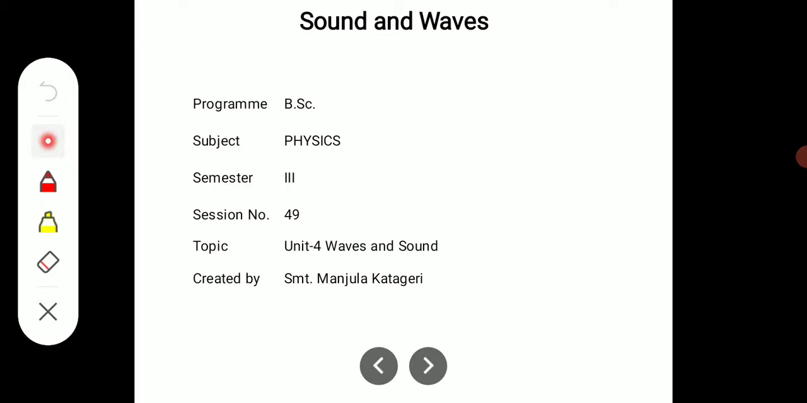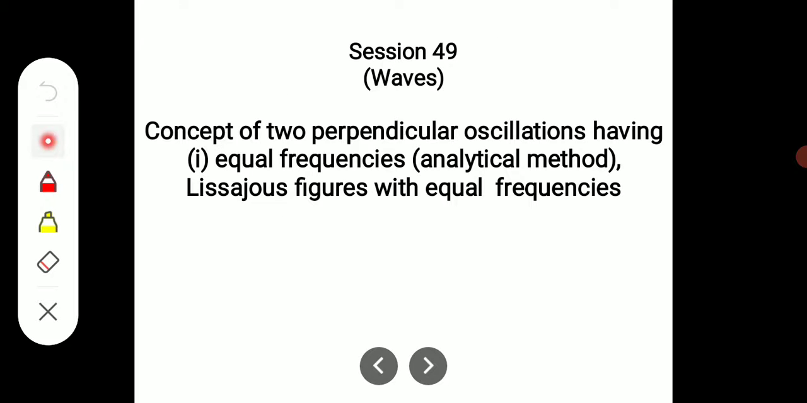So in physics, unit 4 consists of waves and sound, in which in this session I am going to teach about the concept of two perpendicular oscillations having equal frequencies. In the last few sessions we have studied the two collinear oscillations having equal frequency. So here we are going to study the two perpendicular oscillations having equal frequencies, and also the Lissajous figures with equal frequencies.